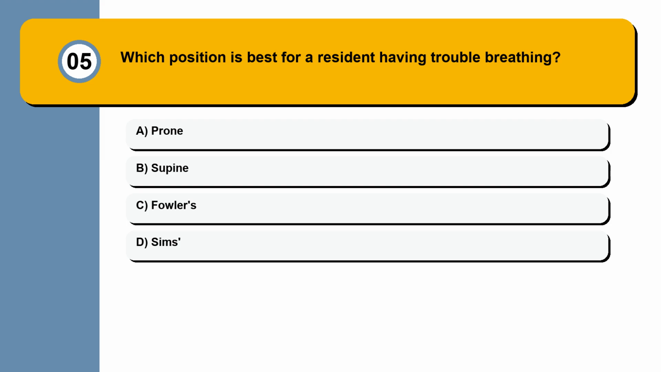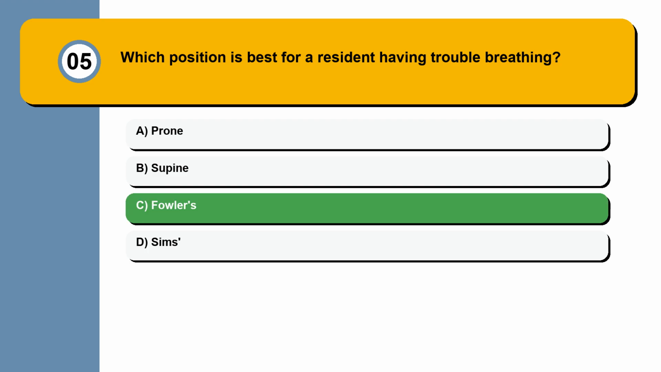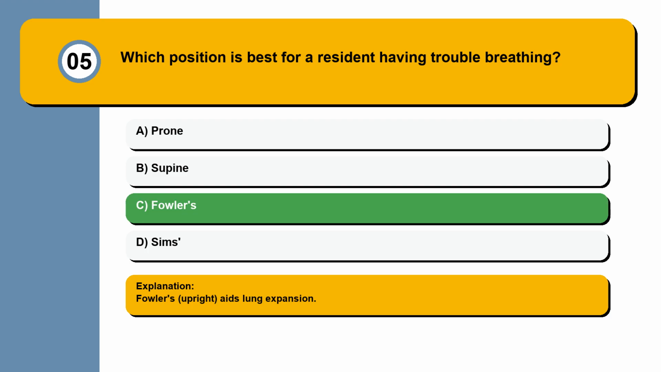Question 5. Which position is best for a resident having trouble breathing? Prone. Supine. Fowler's. Sims. Fowler's, upright, aids lung expansion.